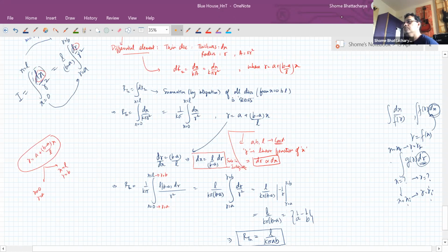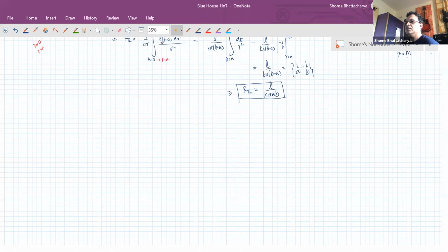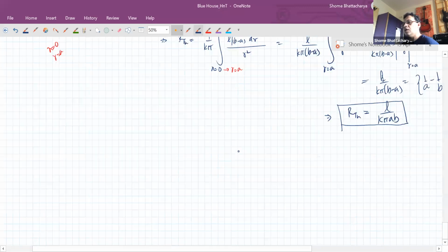Can you please explain how you change the r in terms of a equation to differential r in terms of differential x? See how we changed it is the relationship between x and r. That was that r is a linear function of x. r was a plus b minus a by L into x. So this is a constant here, and this whole thing is also constant.